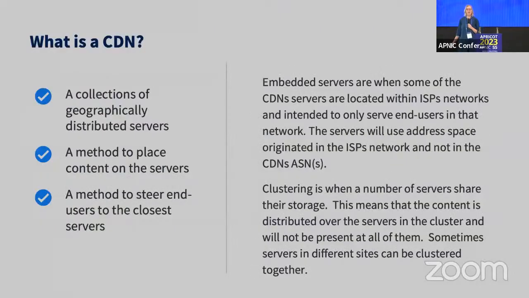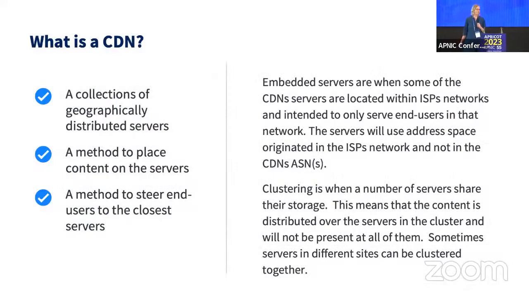So first, let's just get the definition of a CDN in place. So we can talk about that as a collection of servers, caches, call them whatever you want, that are distributed over a geographically distributed area. And then on top of that, we have a method to place content on servers, basically pull or push. Some are pulling the content out based on demand. Some are pushing content out in ways that we will talk about a little bit later. And then the last part is a method to make sure that the end user is going to the cache that is most suitable for that particular user. And we're going to talk about that later as well.